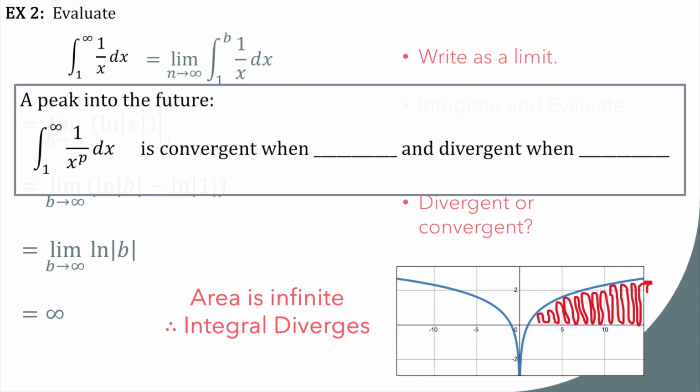A little peek into the future here. We're going to cover this in Unit 10. If you have an integral that looks like this, from some constant to infinity of 1 over x to the p dx, that'll be convergent anytime p, the exponent down here, is greater than 1, and divergent anytime p is less than or equal to 1.